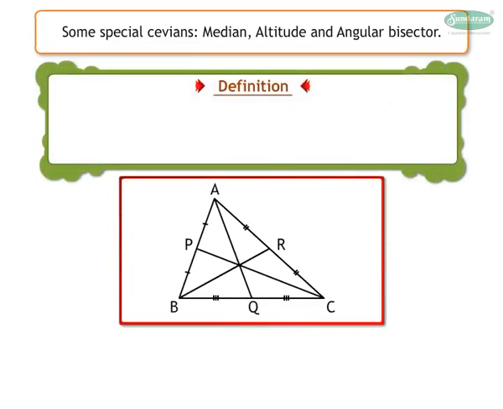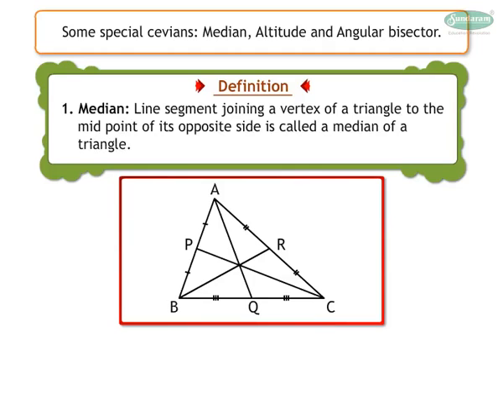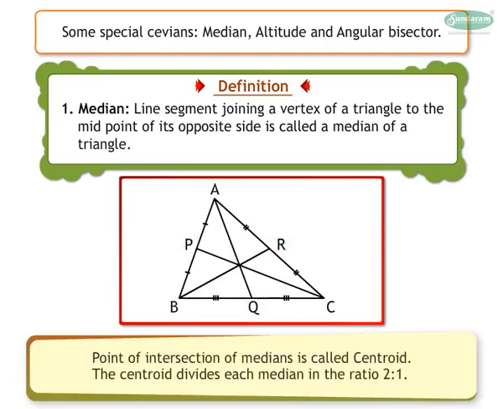1. Median. Line segment joining a vertex of a triangle to the midpoint of its opposite side is called a median of a triangle. There can be three medians in a triangle. These three medians intersect at a point inside a triangle, and that point is called centroid G. The centroid divides each median in the ratio 2:1.